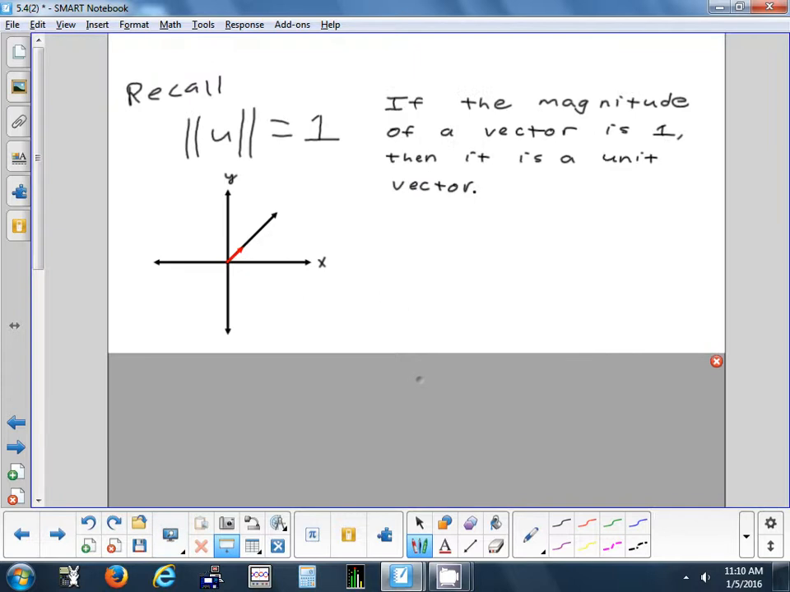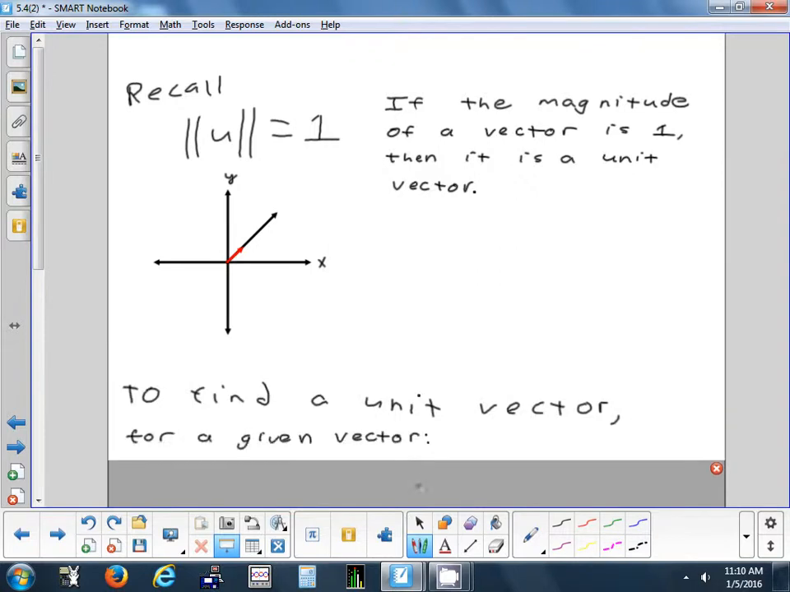All right, so just a reminder from yesterday: if you have a vector that's 1 unit long, we call that a unit vector. What I want to do here is try to come up with a formula for getting a unit vector. We're not going to change the direction of the vector. All we're going to do is, if we have a vector that's too long, shorten it so that it's a length of 1.